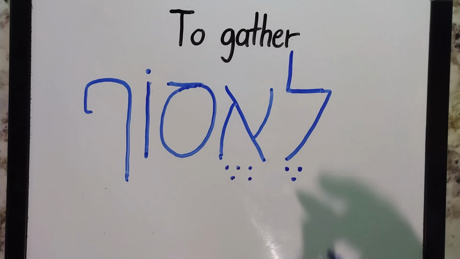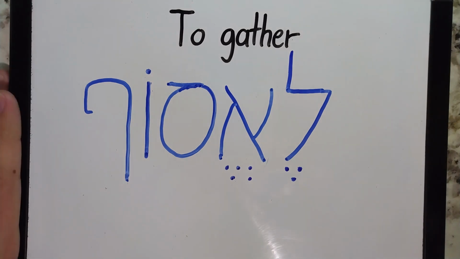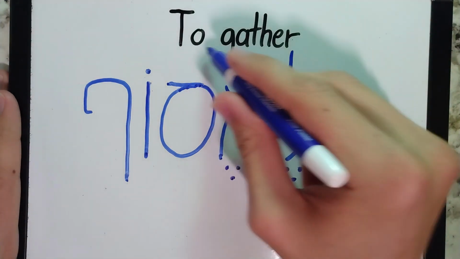What we're going to do now is put a Hebrew word on the screen, and we are going to sound it out together. If you want, you can pause the video to try to sound it out yourself before we do it together. We'll start with the Hebrew word for together.